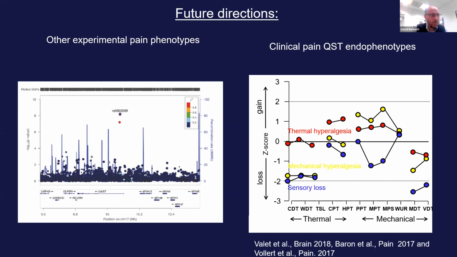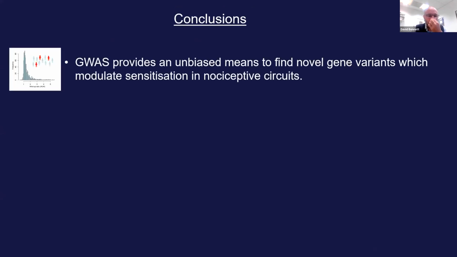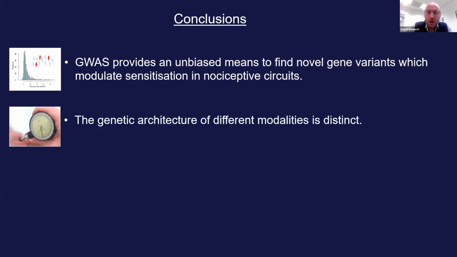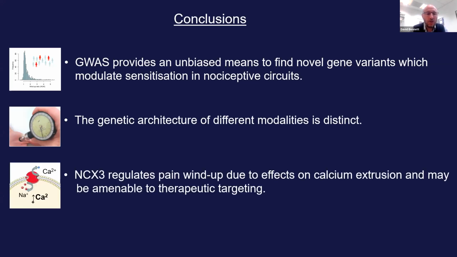So I'm going to end there, and I hope I've convinced you that GWAS in humans has provided an unbiased means to study novel gene variants and understand sensitization within nociceptive circuits. One take-home message is that the genetic architecture of different modalities will be distinct. I don't think there's going to be one single pain gene that affects all modalities. Today I've honed in on the sodium-calcium exchanger, which I think is a key determinant not only of perceptual but also of electrophysiological wind-up in the human. And I think it may be amenable to therapeutic targeting to reduce sensitization of these nociceptive circuits in humans.